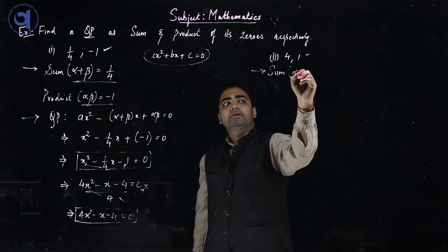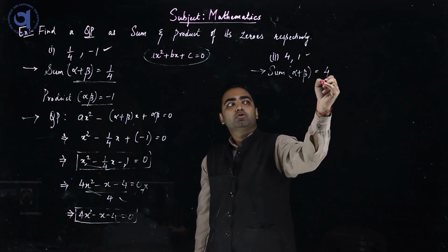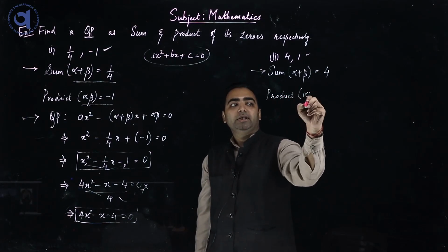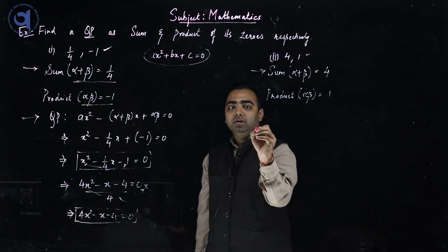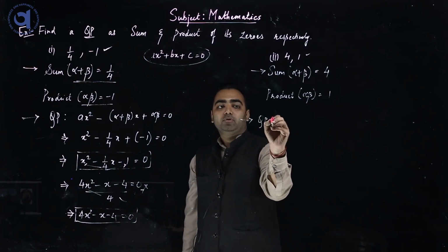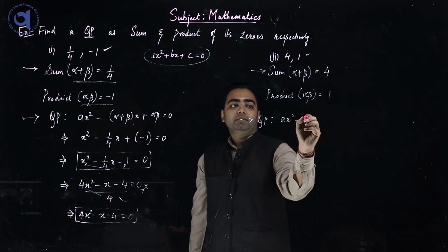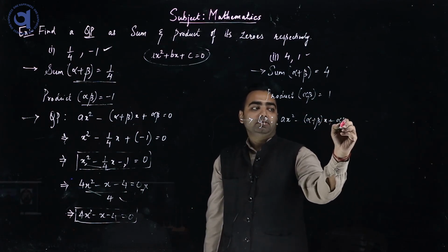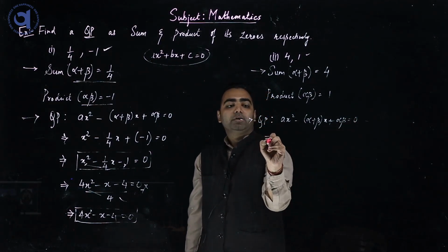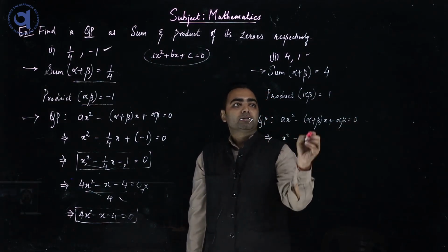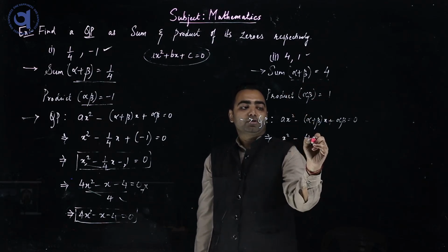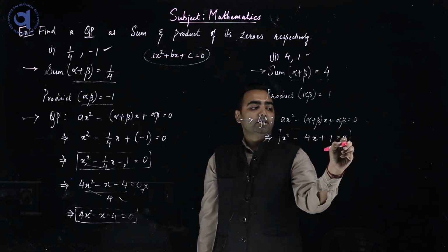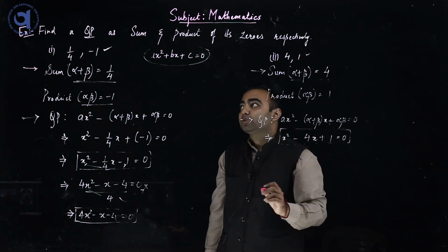Again, the sum is alpha plus beta equals 4, given, and the product alpha into beta is given as 1. Again the shortcut formula for the quadratic polynomial is ax square minus (alpha plus beta) x plus alpha beta equals 0. Now in this form, x square minus alpha plus beta, that is 4, so in place of it I can write 4 here, plus 1 equals 0. So this is the required equation. Hope you have understood this well.